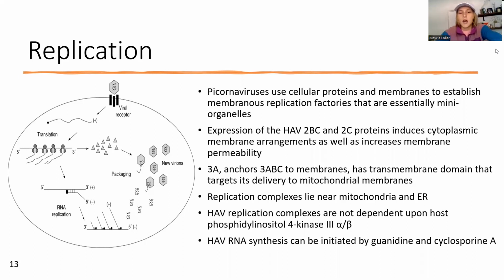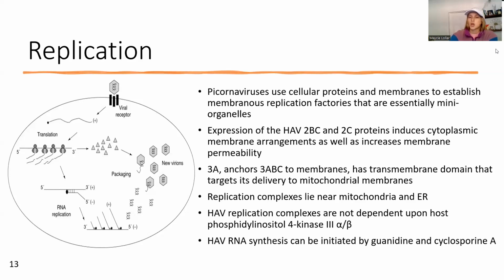So the expression of HAV 2BC and the 2C proteins induces the cytoplasmic membrane arrangements as well as increases the membrane permeability. So 3A, which anchors the 2BC to the membranes, has a transmembrane domain that targets its delivery to the mitochondrial domains. And so the replication complexes lie near the mitochondria and the ER.